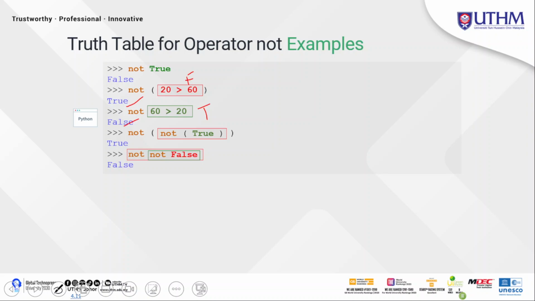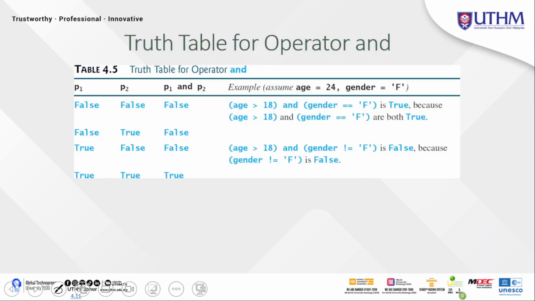The next line, number 4. Not true means false, and not false means true. This one is based on the brackets, but for the last one you can see there's no bracket, so we check not false first and then the overall expression. Not false is true, and not true is false. So this is the truth table.